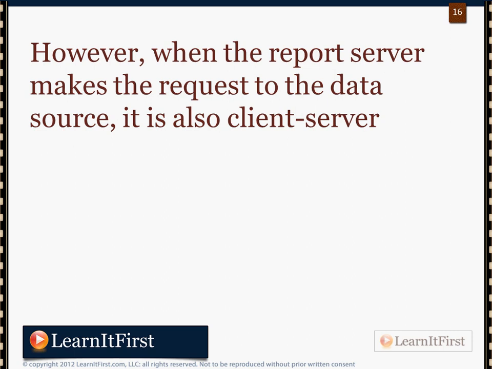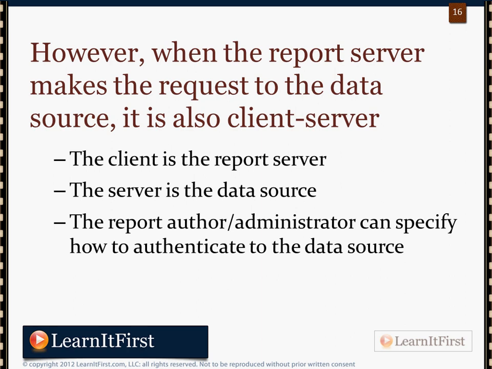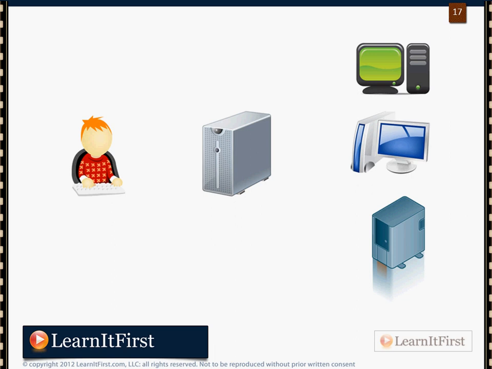Now, when that report server makes the request to the data source, it's still client server. So for example, the client is now the report server and the server is the data source. Now, whoever is the report author, the one who created reportA.rdl, has to specify how the report server will authenticate to that data source. So now we're back to talking client server, but now the report server is the client. It makes a request of this server up here.